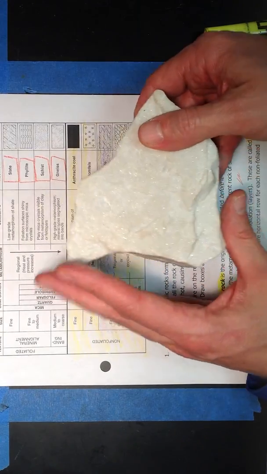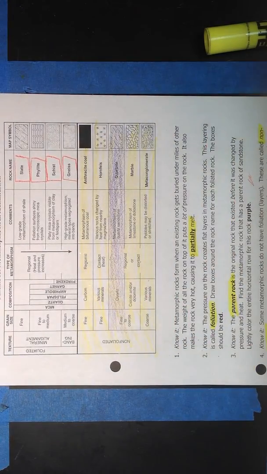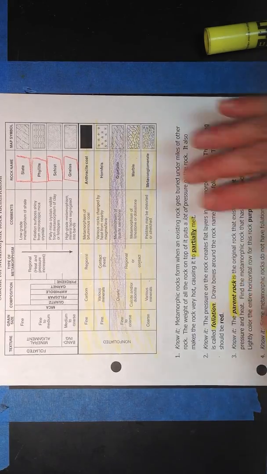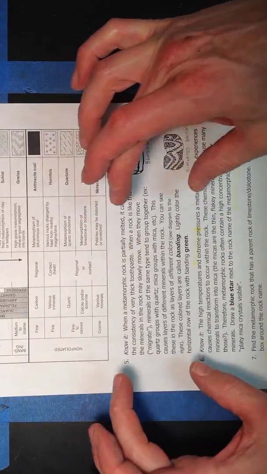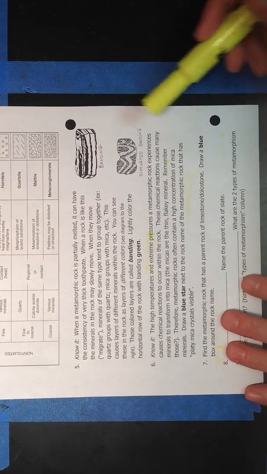Some metamorphic rocks look like this. A little hard to tell they're metamorphic. We tend to focus on the ones that have some sort of foliation. On to the back. This is a lot right here, but this is very important. Watch this. Okay? I have an example here.